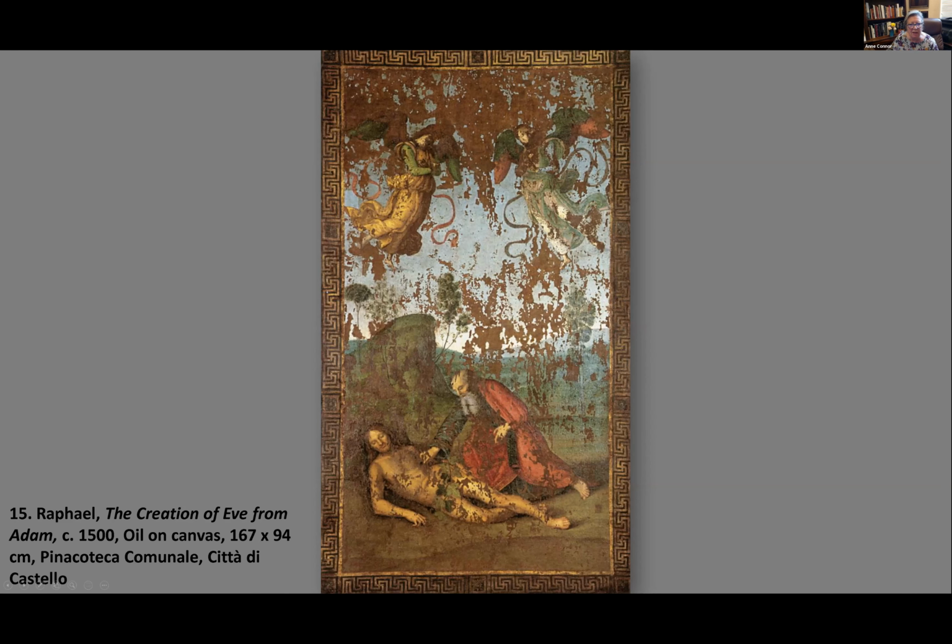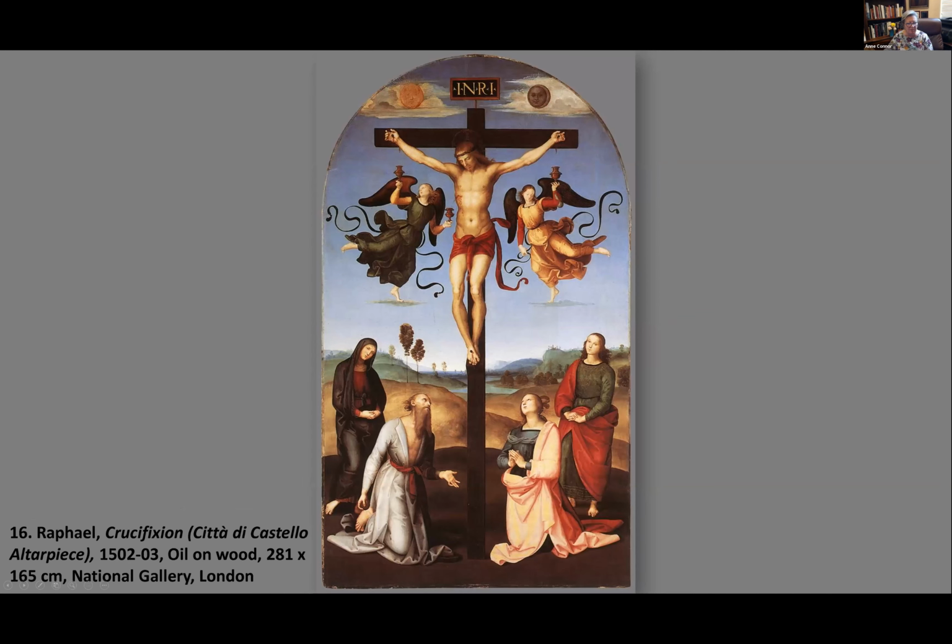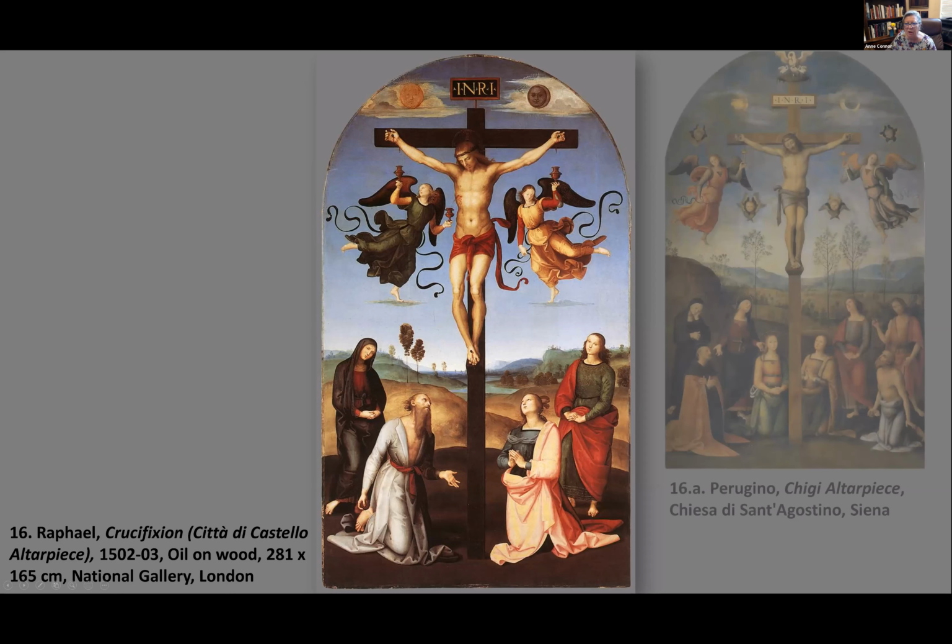So the next one is the Crucifixion. This is actually the first work that he signed, and it's still very influenced by Perugino. Though he signs, painted by Raphael of Urbino, the work really takes a lot from Perugino.